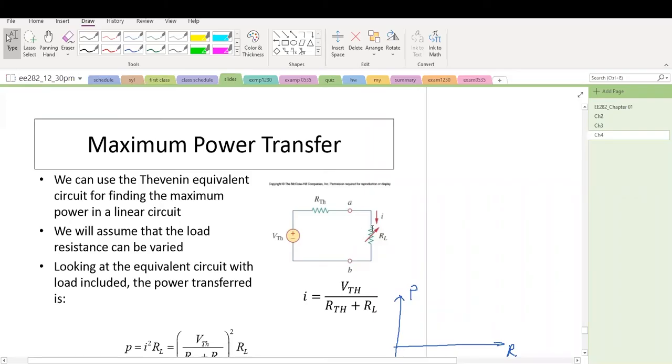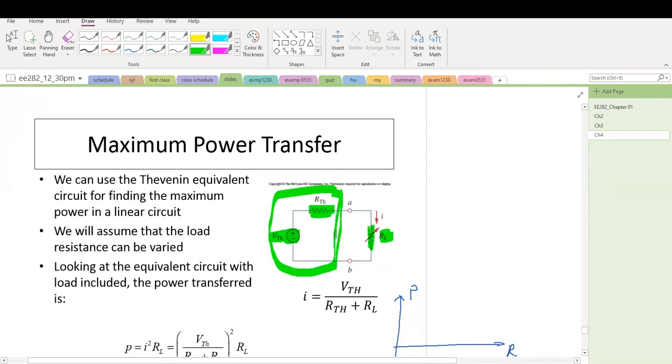In some applications, we want to design the load such that the power delivered to the load is maximized, or we can say the power extracted by the load is maximized. Thinking about a circuit in a radio, this is the speaker, and we want to design a speaker such that the power delivered to the speaker is maximized. So how do we find the value of the load RL such that the power is maximized?